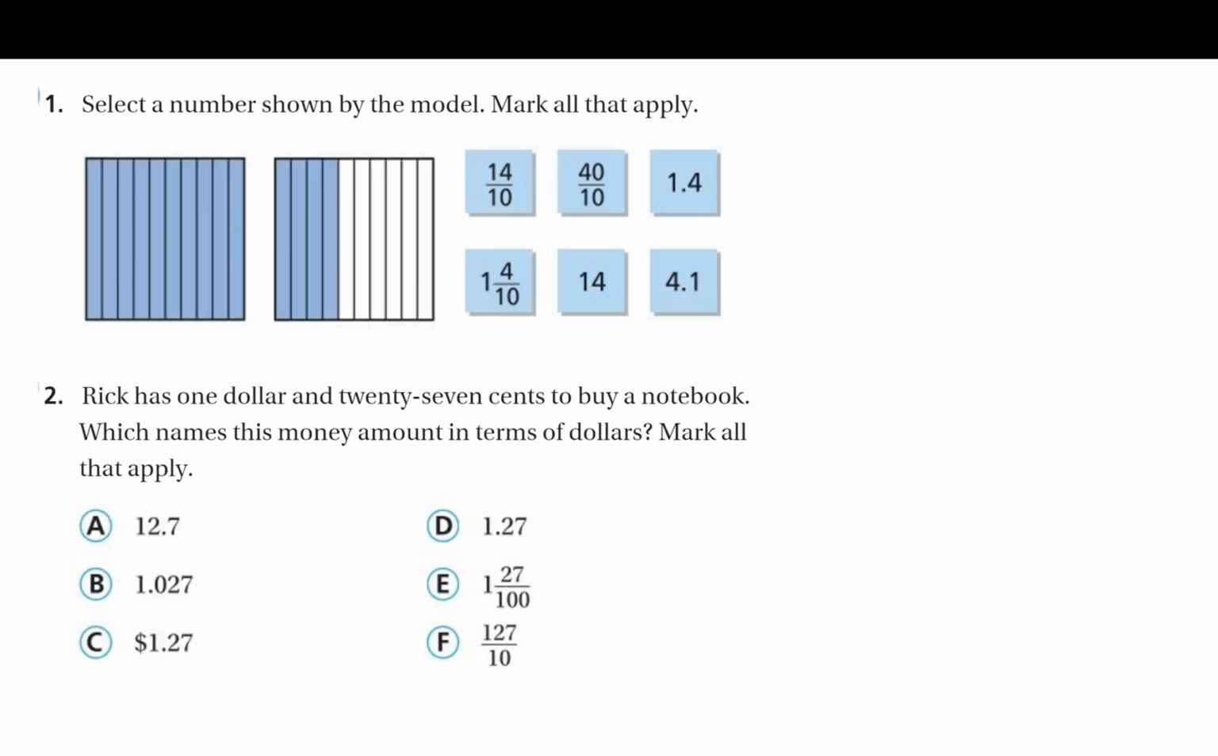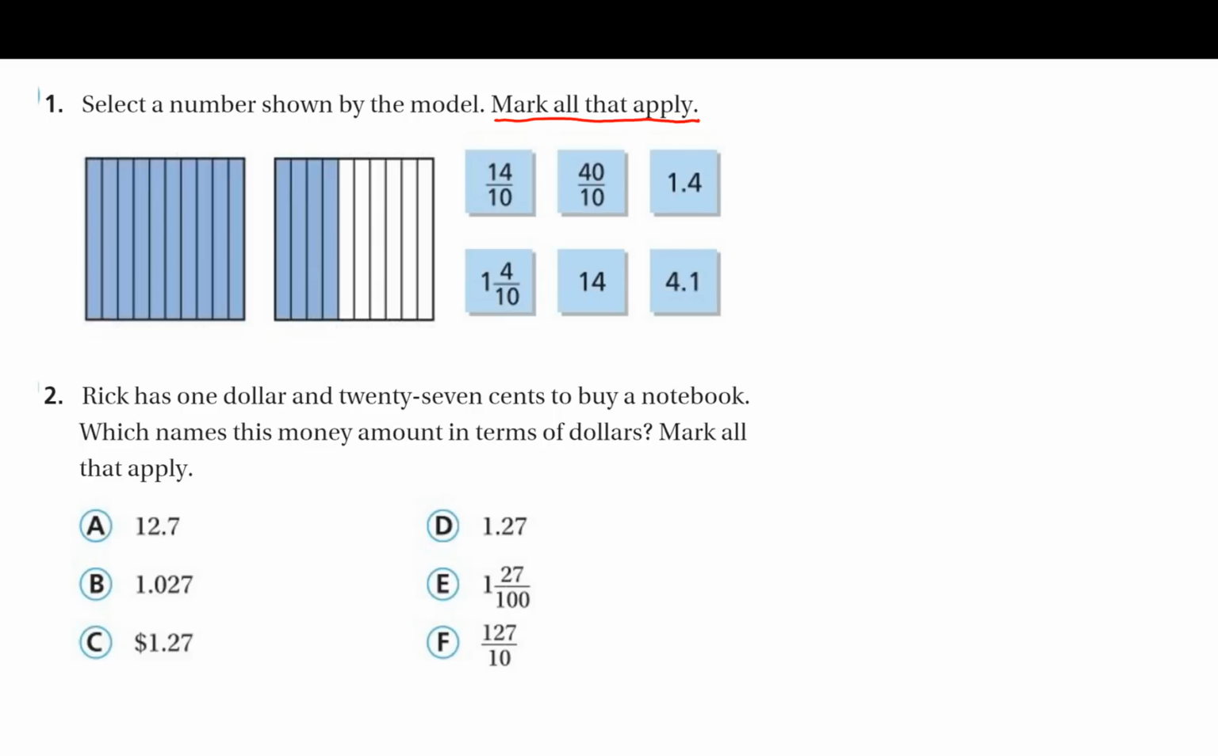We are on Chapter 9 now, looking at the Chapter 9 test review. Number 1, select a number shown by the model, and then mark all that apply. That's important, so there's potentially more than one correct answer here. Okay, so let's take a look.